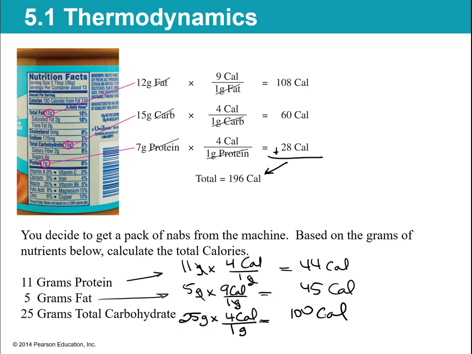So 44, 45, and 100. And all I would do is just add them up. So it would be what? 189 as an exact number. So that's where those numbers come from. That's how they get those numbers.